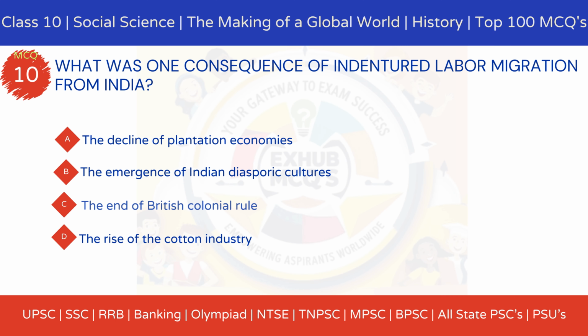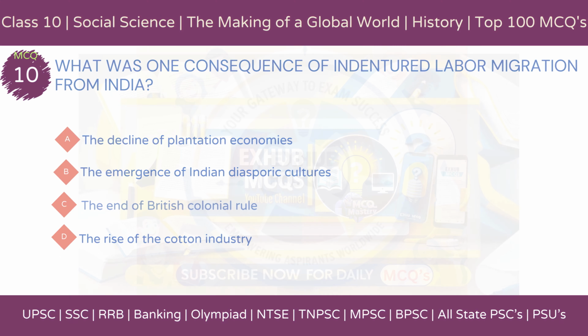MCQ 10. What was one consequence of indentured labor migration from India? Option A, the decline of plantation economies. Option B, the emergence of Indian diasporic cultures. Option C, the end of British colonial rule. Option D, the rise of the cotton industry.